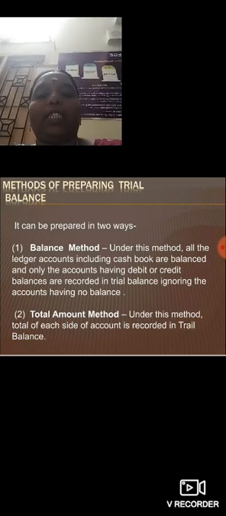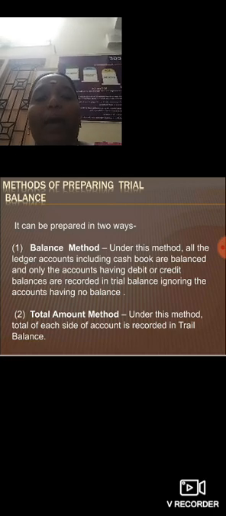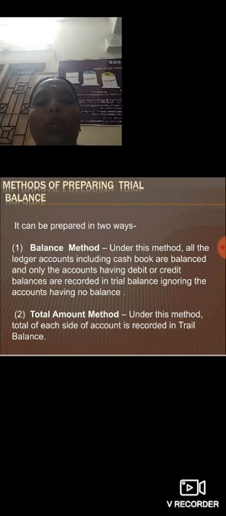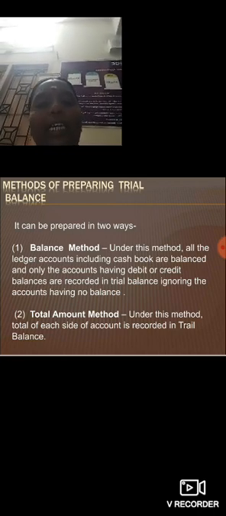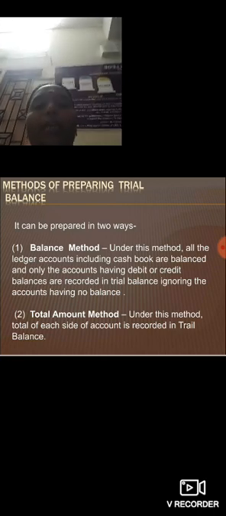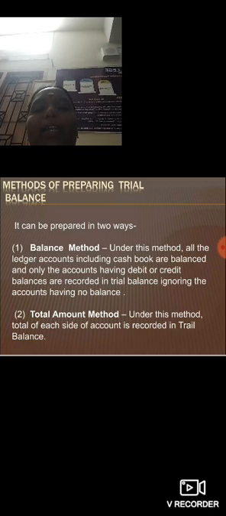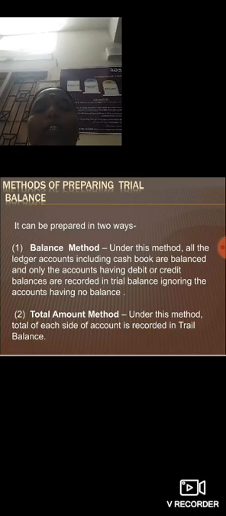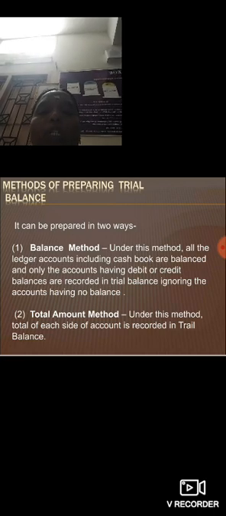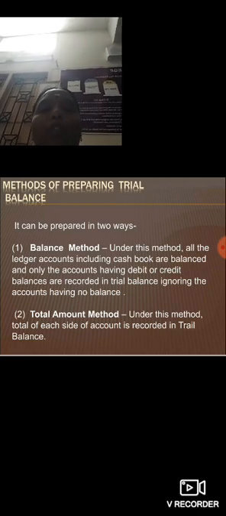Balance method is nothing but taking the balance of a particular ledger account and transferring it into the trial balance, whereas total amount method is the total of each side of the account, on the debit side and the credit side. Each side of the account will be recorded in the trial balance. So these are the 2 methods we follow for preparing a trial balance, but mostly we use the balance method.